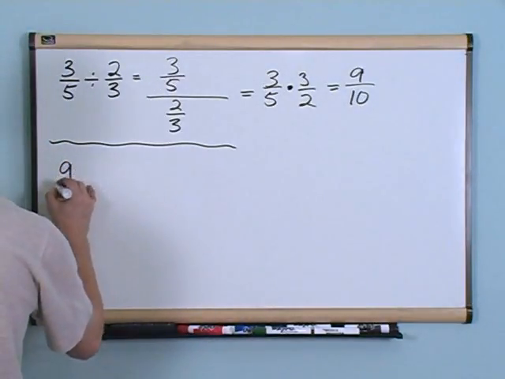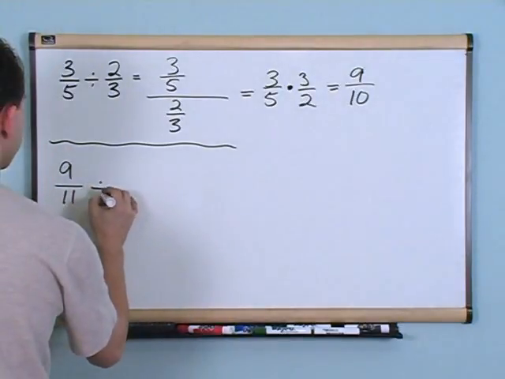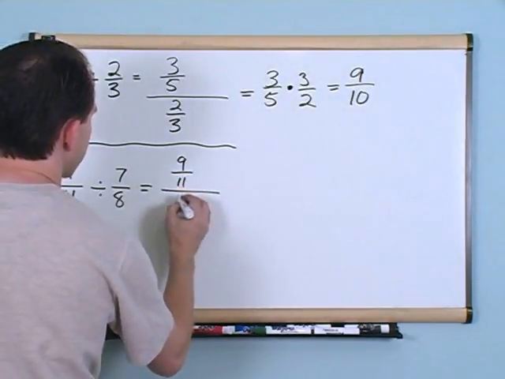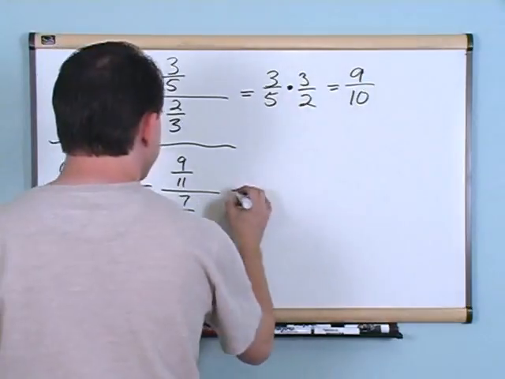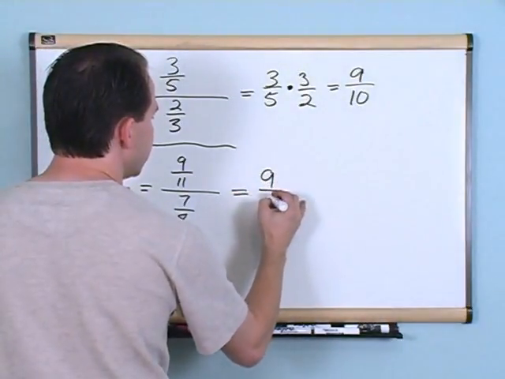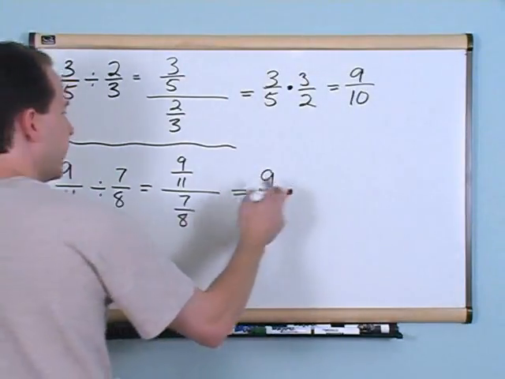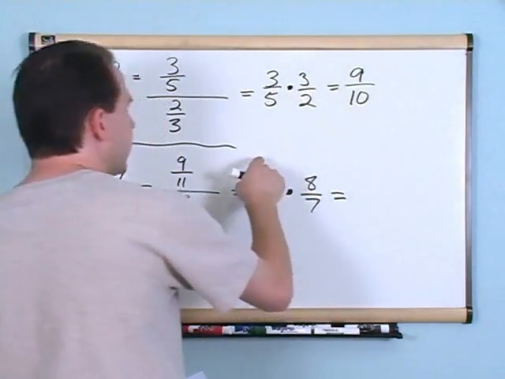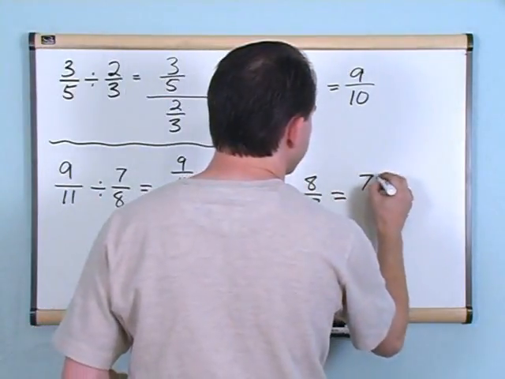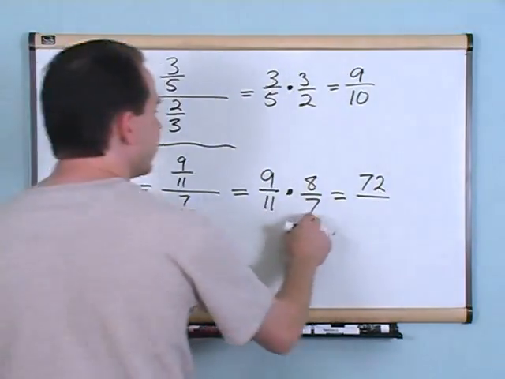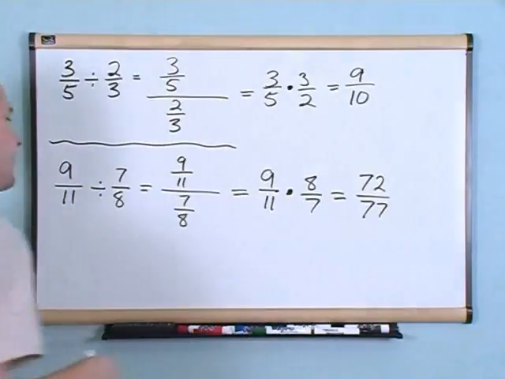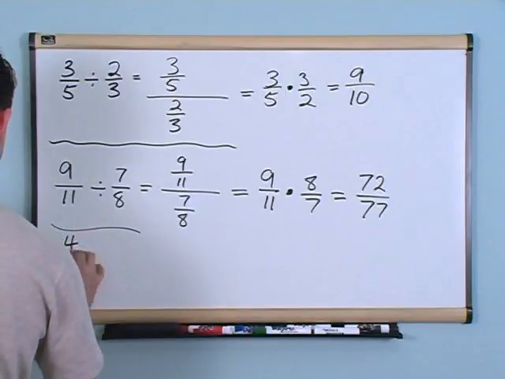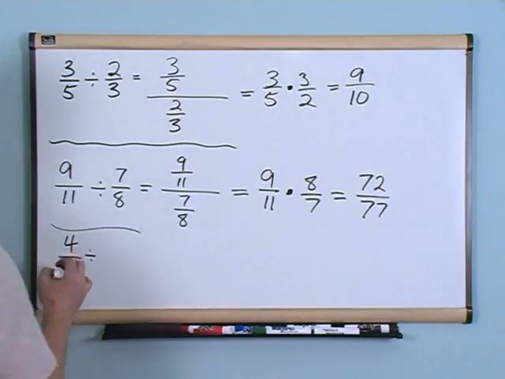So what if I had 9/11 divided by 7/8? In order to change the problem to multiplication, I just write 9/11 times, and over here, 8/7. I take this over and I flip it over like this. Now, 8 times 9 here is 72, and 11 times 7 is 77. So 72/77. We have one last problem here, which is going to be 4/5 divided by 5/6.